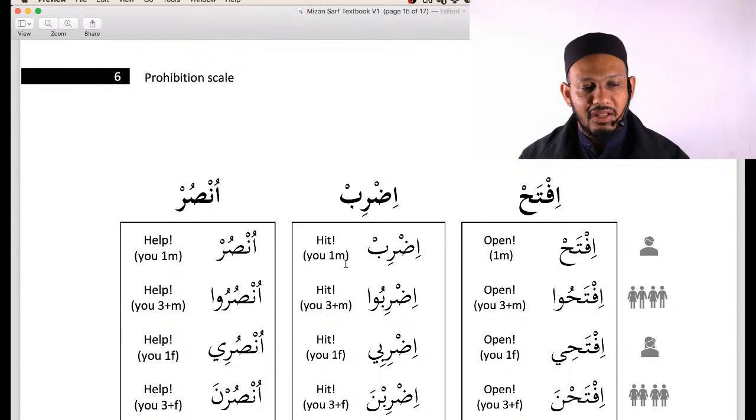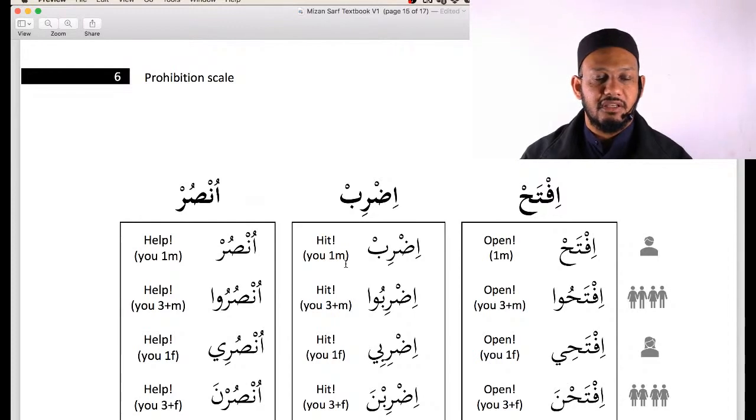Now what's interesting, when I come to nasara yansuru, I don't say insur, I say unsur. When it comes to fataha yaftahu, I say iftah. When it comes to daraba yadribu, I say idrib. When it comes to nasara yansuru, I say unsur. Why? I'll explain now, but just practice the scale first.